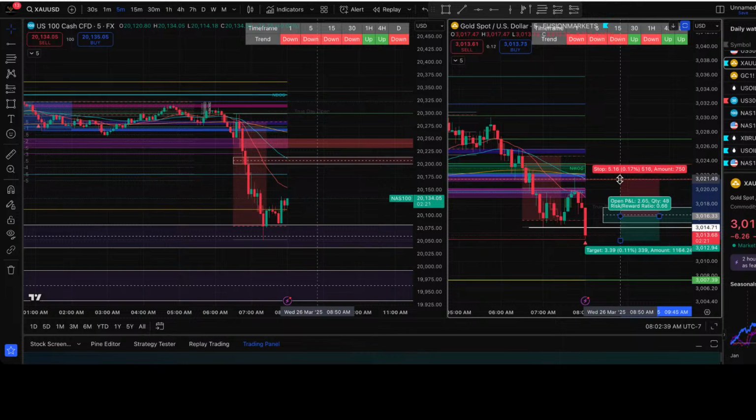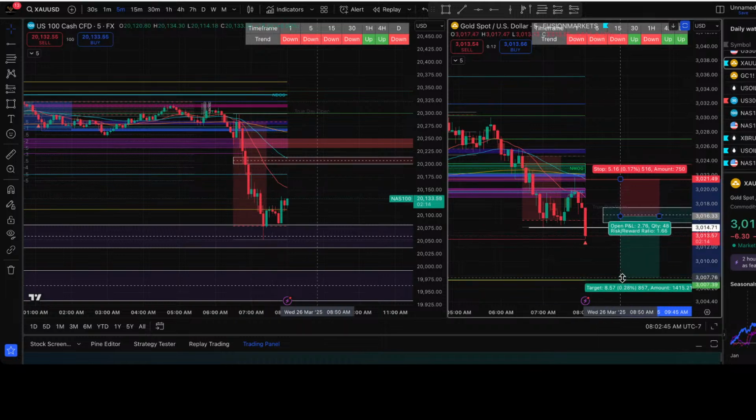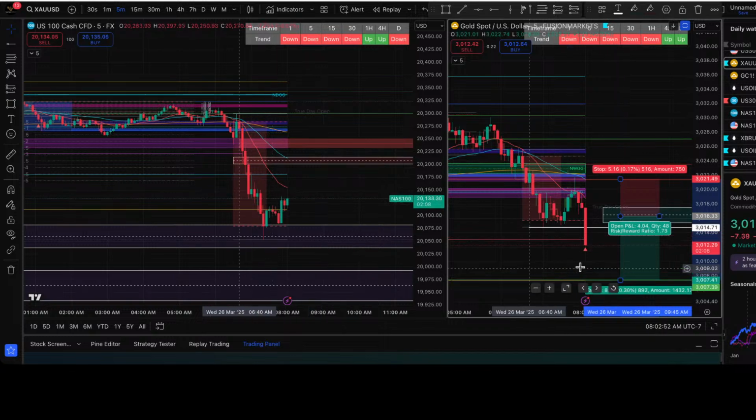We didn't quite hit that NWOG either. So we got to be careful. Make sure it doesn't do one more swipe up. Let's see where 1 standard deviation falls. I don't think we're going to be able to squeeze out a 1 to 3 here.